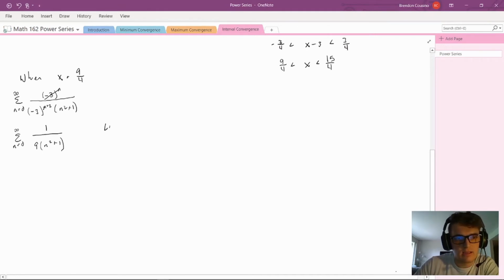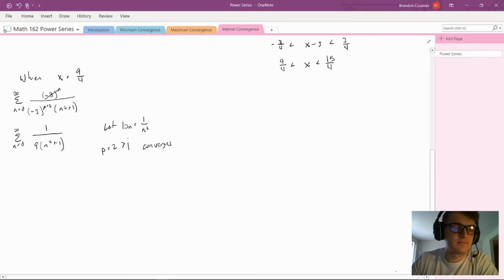So what if I let b of n equal to 1 over n squared? Now we know that this is a p series with p equal to 2, which is greater than 1, which tells us that it converges through the p-test. So if p is greater than 1, we know the series converges.